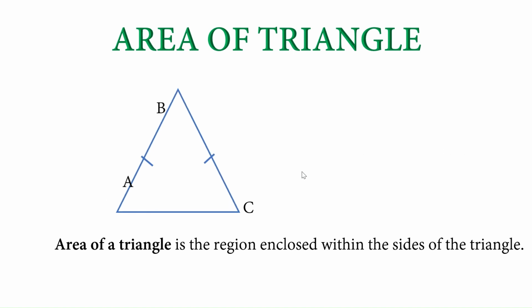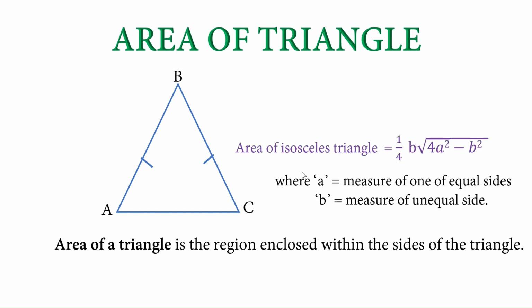If the given triangle is an isosceles triangle, in that case we have to use 1/4 of b into root of 4a square minus b square, where a stands for the measurement of equal sides, meaning any one of the equal sides, and b is the measurement of the unequal side.